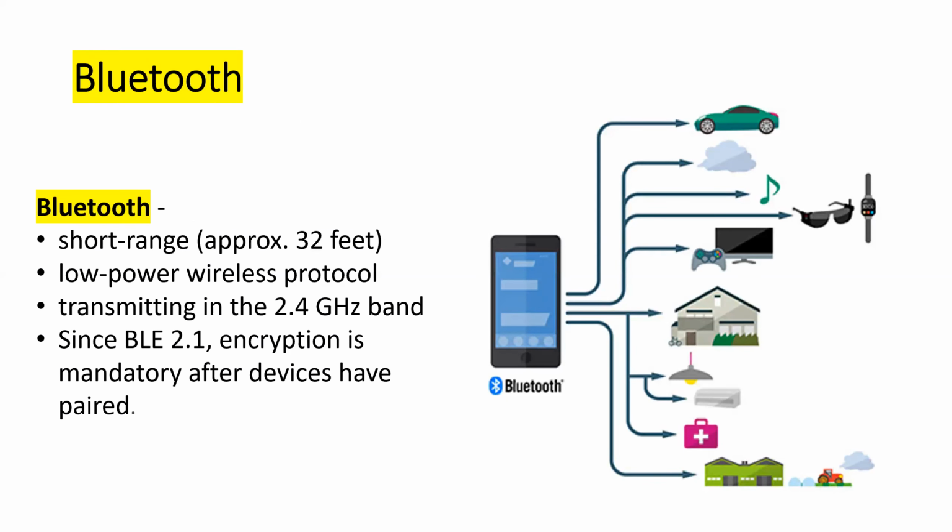Bluetooth is a wireless radio frequency, but you have to be in very short range. In this case, it said within 32 feet. Oftentimes you need to be within 5 or 6 feet away for it to work effectively. It's transmitting in a very low gigahertz band, 2.4. And since Bluetooth 2.1, I guess, encryption has been mandatory and available after pairing occurs. So your vulnerability is when you start to pair.